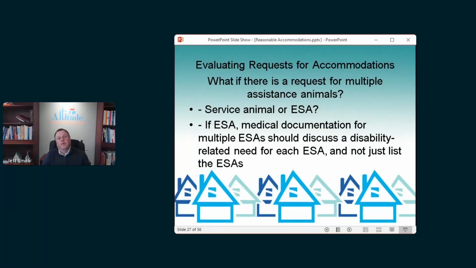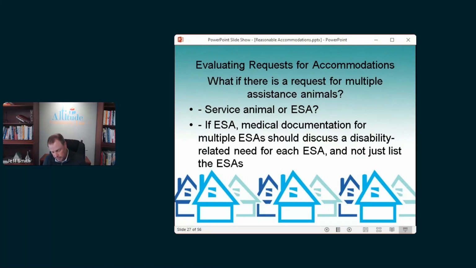All right, evaluating requests for accommodations. What if there's a request for multiple assistance animals? So the first thing we're going to look at is, is it a service animal or an ESA? If we're talking about a service animal, then each service animal must perform a different task. So if we have a rule that says you can't have any animals, and this individual moves in and says, I have 2 service animals, they would have to show that each service animal is trained to perform a different task related to the individual's disability.